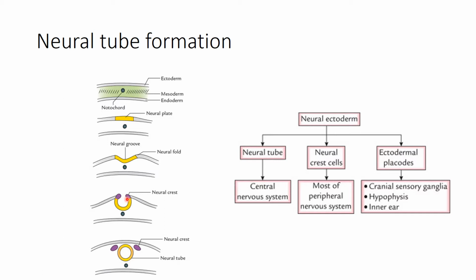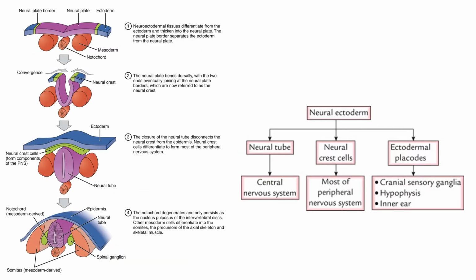These neural folds further come close together and later fuse, leaving behind a tubular structure called the neural tube. The cells of the neural folds get detached to form a mass called the neural crest cells. This is a diagram showing the formation of the neural tube as discussed earlier.